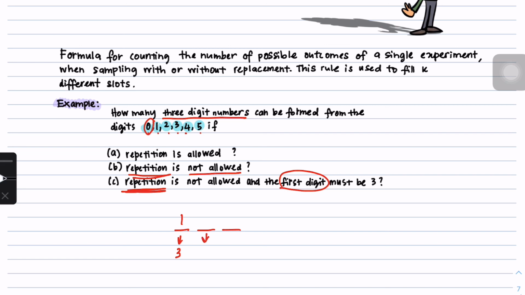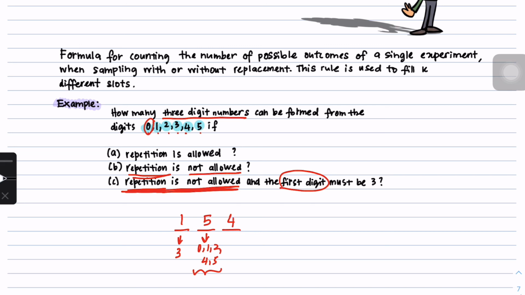So we only have pilihan sama ada 0, 1, 2, 4, 5 ataupun 6. So berapa pilihan ni? Tak ada 6. Berapa pilihan yang awak ada sekarang? Awak hanya ada 5 pilihan untuk tempat yang kedua kerana dia kata repetition is not allowed. You cannot use the number second time. Now you have used 1 from 5. 1 dah guna untuk tempat yang kedua. So how many number yang tinggal untuk tempat ketiga?